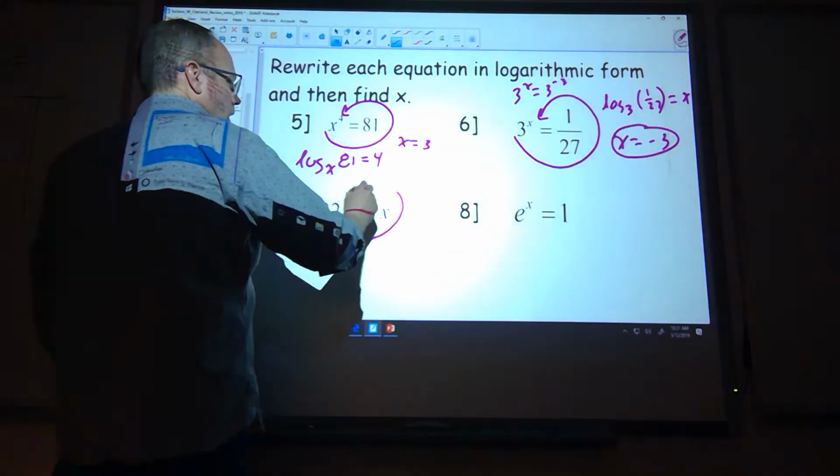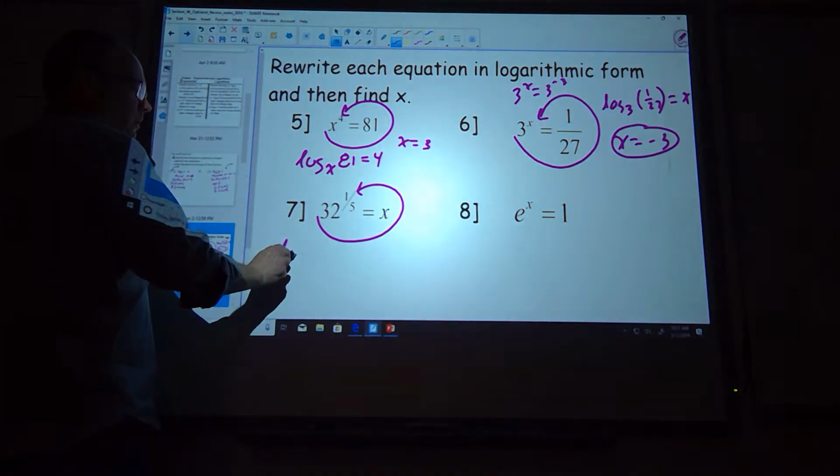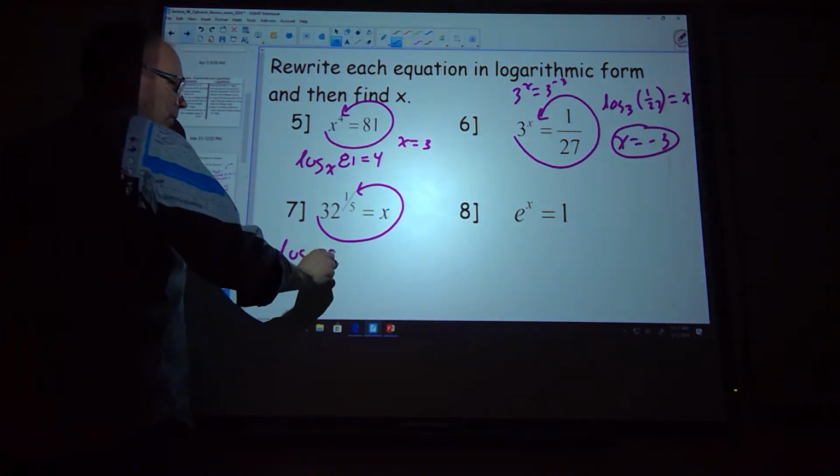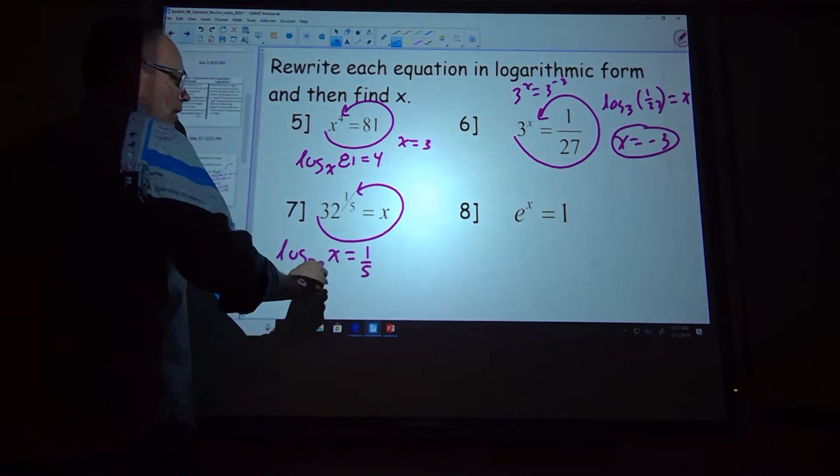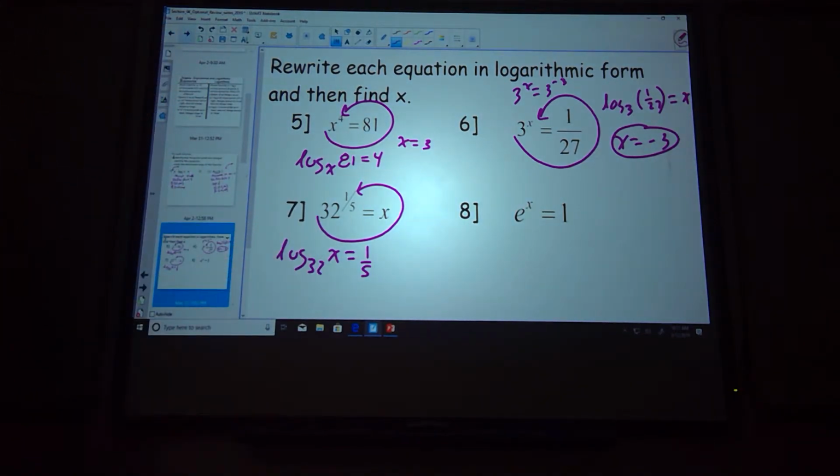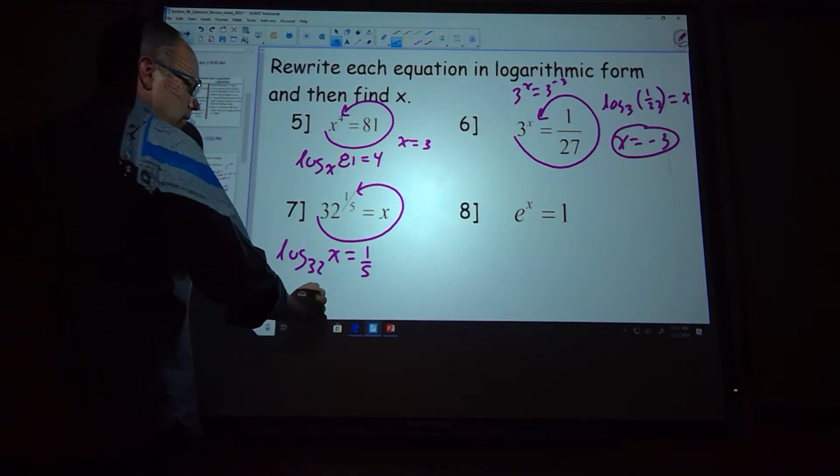It is 2, so this will work. This would be log base 32 is equal to x equals 1/5. So the 5th root of 32: 2, 4, 8, 16, 32. So x equals 5 here.